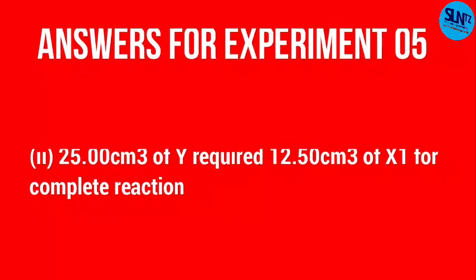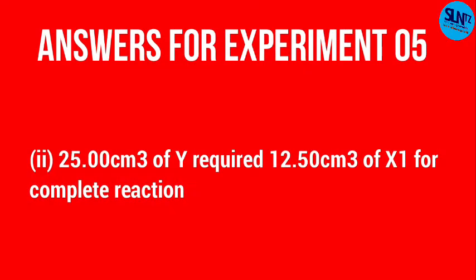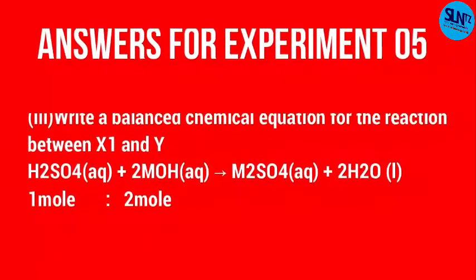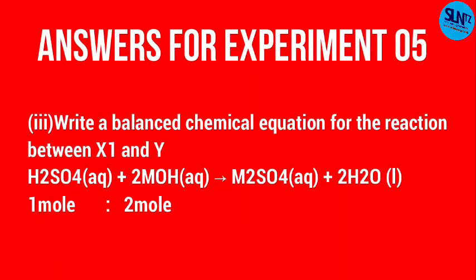Another question: 25 mL of Y, which is the base, is required to neutralize 12.5 mL of X1 for the complete reaction. So that is our answer for that question. Another question: write the balanced chemical equation for the reaction of X1 and Y. The balanced chemical equation is sulphuric acid aqueous solution reacting with metal hydroxide. The product is metal sulfate aqueous solution plus water.